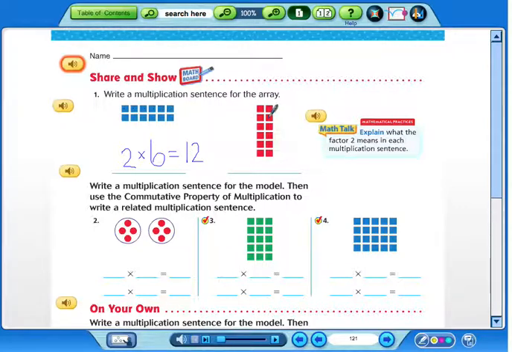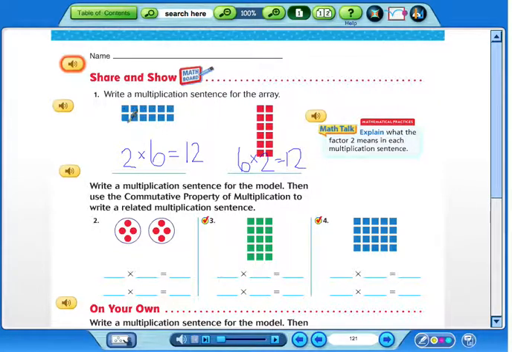Now, let's look over here at this array. This is a very similar array. It's just turned up on its side. So let's find out what our first factor is going to be. Our first factor is how many rows. So I have 1, 2, 3, 4, 5, 6. I have 6 rows. My second factor is going to be how many in each row. I have 1, 2. I have 2 in each row. And my total number is going to be 6, 12.